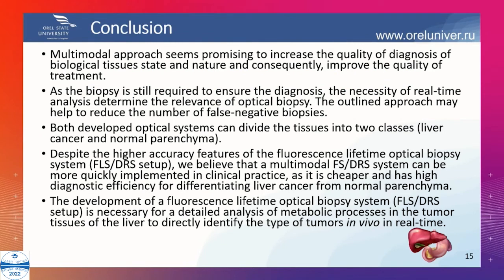Thus, the general conclusion of the study is that both developed optical systems can divide the tissue into two classes, liver cancer and normal parenchyma. Despite the higher accuracy of the fluorescence lifetime optical biopsy systems, we believe that multimodal fluorescence spectroscopy and diffuse reflectance spectroscopy systems can be more quickly implemented in clinical practice, as they are cheaper and have high diagnostic efficiency for differentiating liver cancer from normal parenchyma.